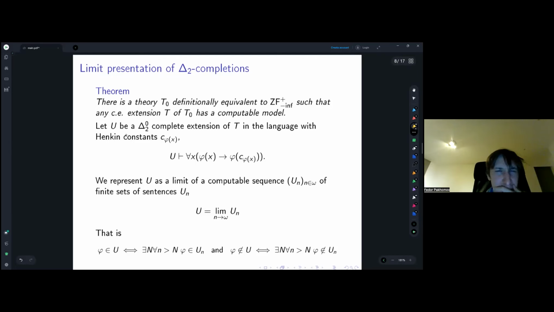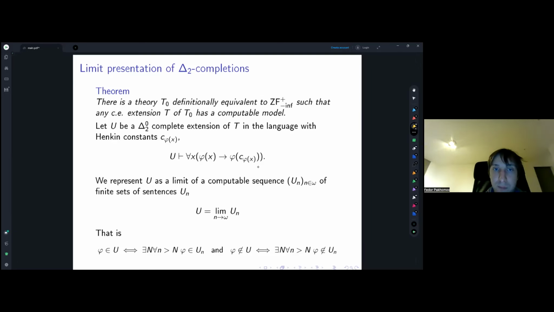So this is a standard thing in computability theory. First, if you have an enumerable extension of T0, then there is a delta-two completion of this extension, and furthermore we can make this completion be in the language with Henkin constants. So having this Henkin constant C phi x with the usual property: if phi of x, then phi of C phi x.